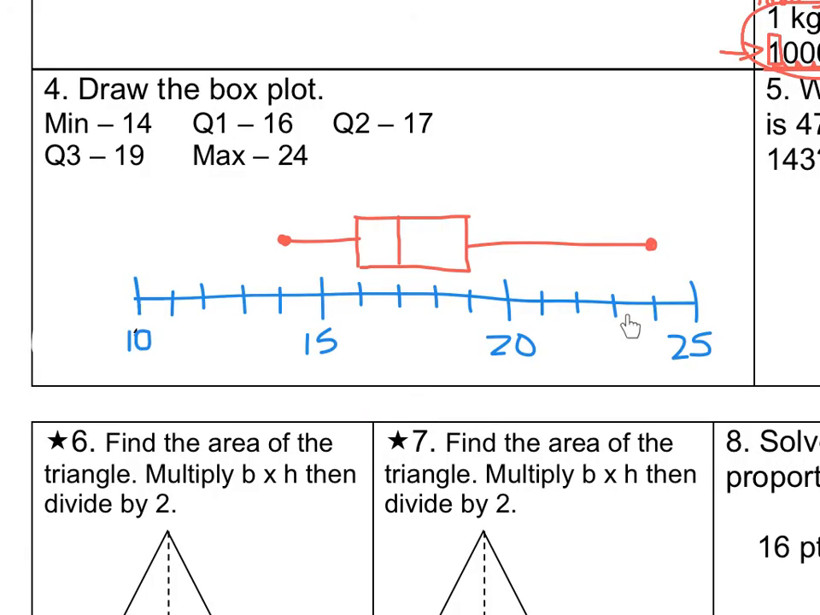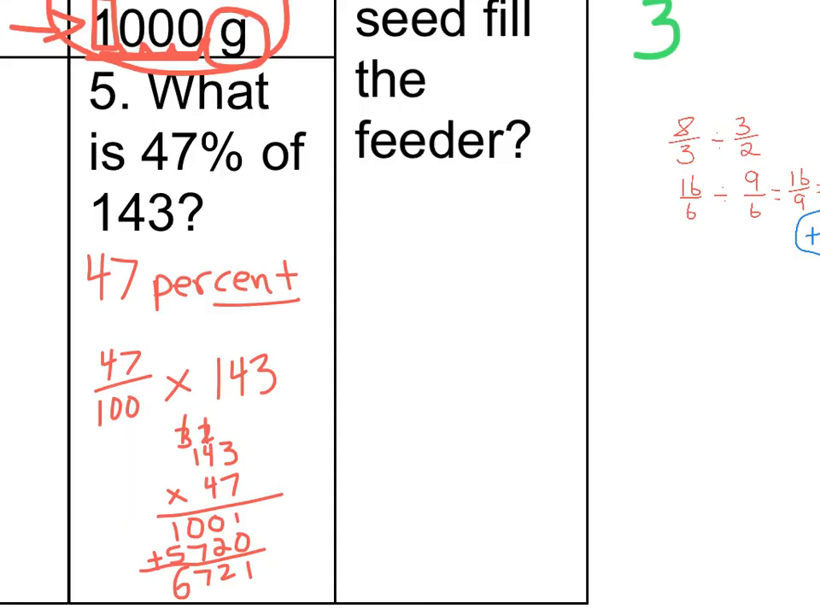So I know there was that weird typo thing down here. I used a white pen and crossed it out and then drew my blue number line from 10 to 25, because 10 to 15 would involve that 14. I have to go less than 15. And 25 is higher than the max. So it would encapsulate all of my data as best as I could by breaking it into nice round numbers, or at least to the fives. So there you have minimum at 14, quartile 1 at 16, quartile 2 at 17, quartile 3 at 19, maximum at 24.